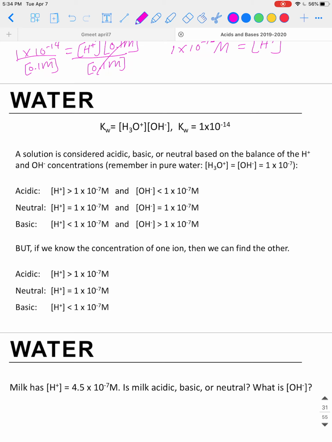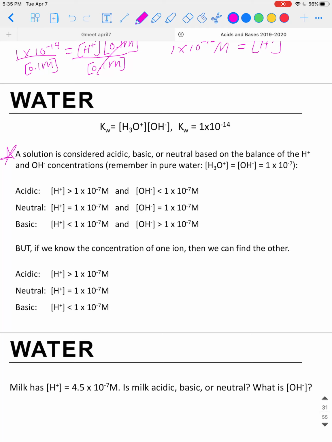Again, here's our equation for Kw. We're about to get into pH in the next several videos, but before we do, because we now know Kw and we know what Kw equals, we're going to start talking about how we judge solutions as acidic, basic, or neutral. How do we determine if a solution is acidic, basic, or neutral? And that is with this statement right here.